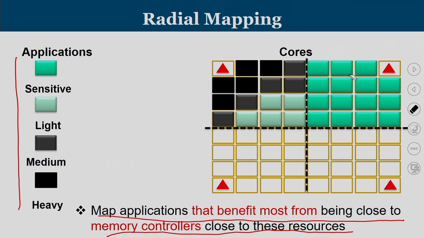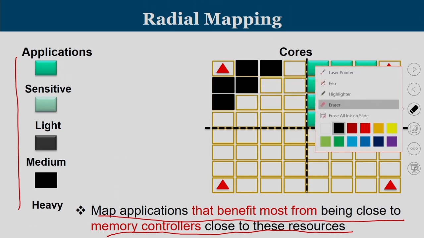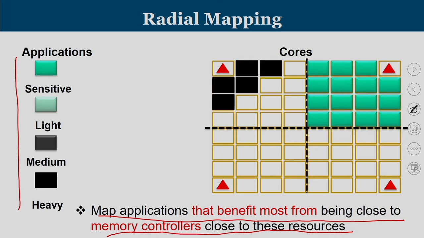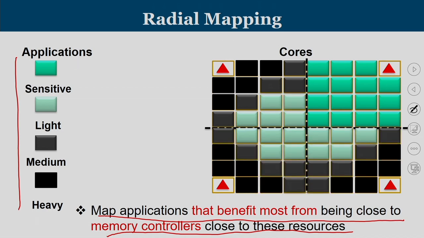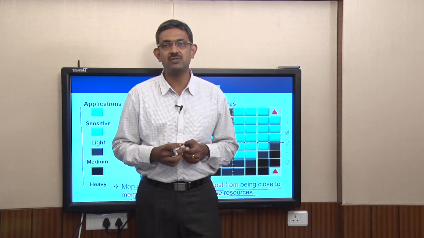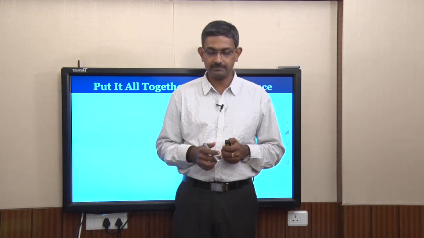Heavy applications are mapped to, let's say, the corner or the edge routers, then the medium intensive ones and the light ones, and then you apply it across all the cores. So this makes sure that the center of the tile has applications with relatively less network activity, and the edges and corners have applications with high network activity.